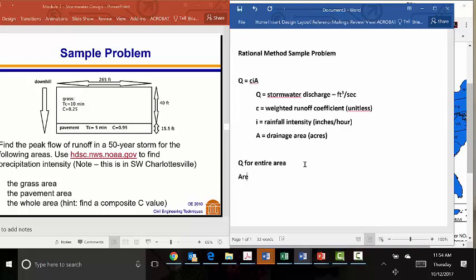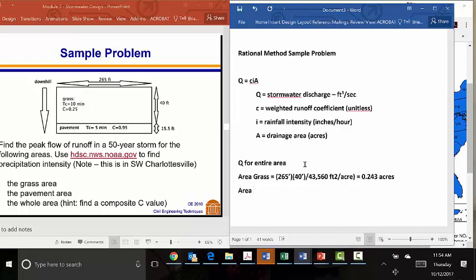So we have the area for the grass, and that's simply going to be equal to the dimensions, 265 feet times 40 feet, and that's going to be in square feet, and we know that there's 43,560 square feet per acre. So we know that the area of the grass therefore is equal to 0.243 acres.